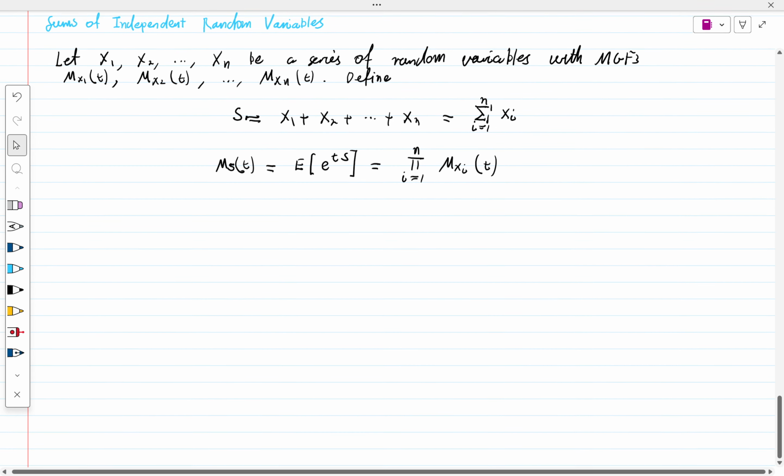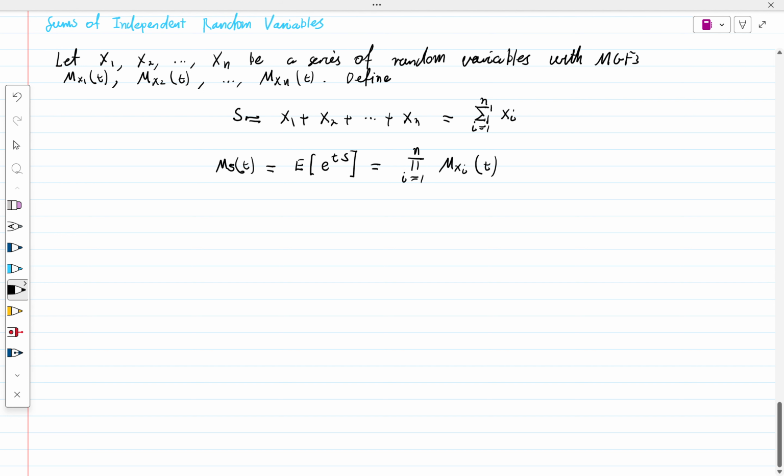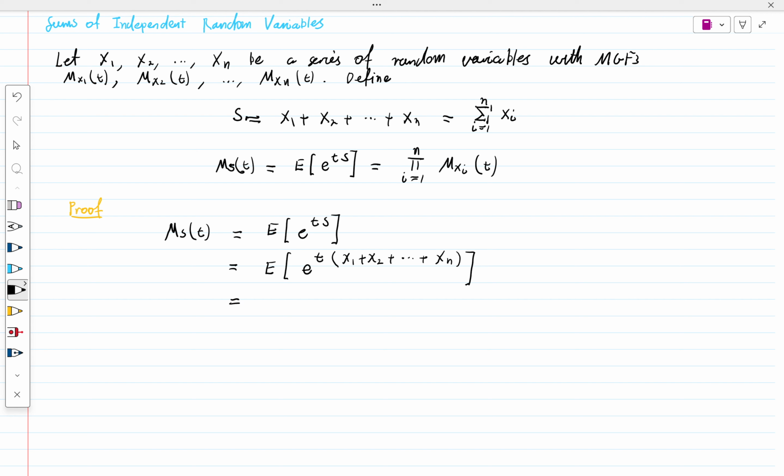So let's prove this fact using our definition of moment generating functions. Here's a mini proof. Let's start with M_S of t. Well, the moment generating function of S is again by definition the expected value of e to the tS. In this particular instance, we can rewrite this as e to the t times, in brackets, X1 plus X2 plus ... plus Xn. Then, of course, we can distribute the t inside the brackets. Doing that, we'd get the expected value of e to the tX1 plus tX2 plus ... plus tXn.